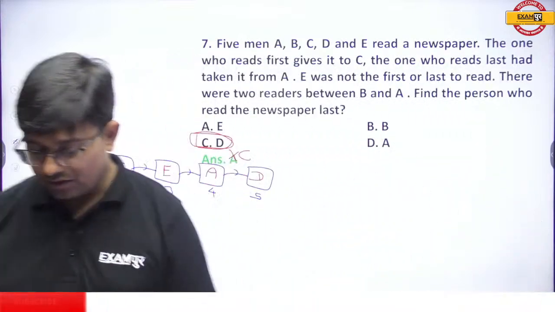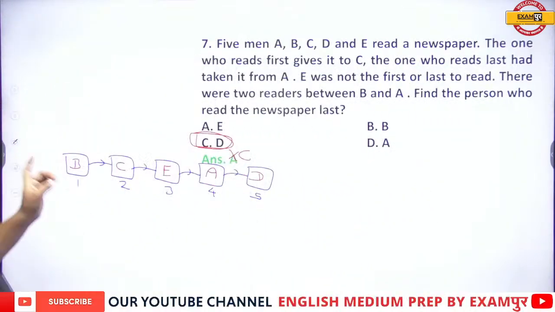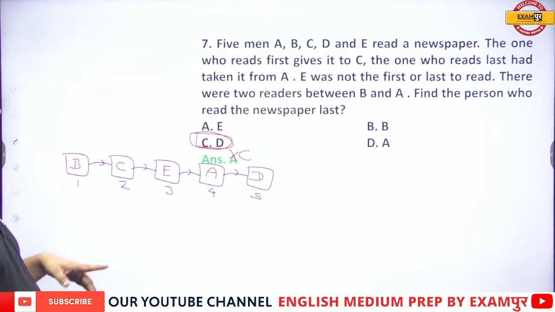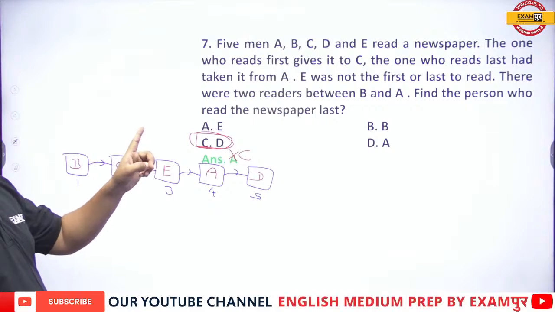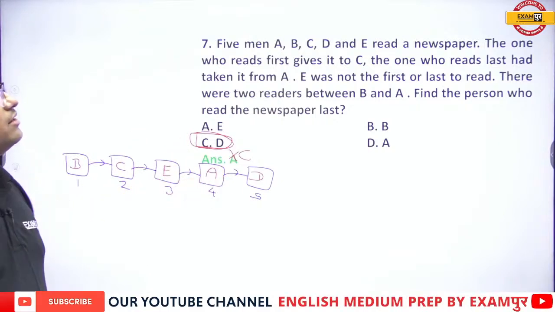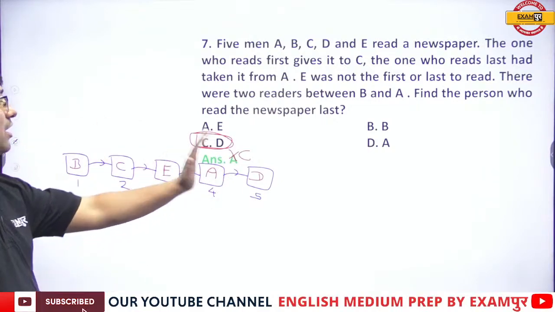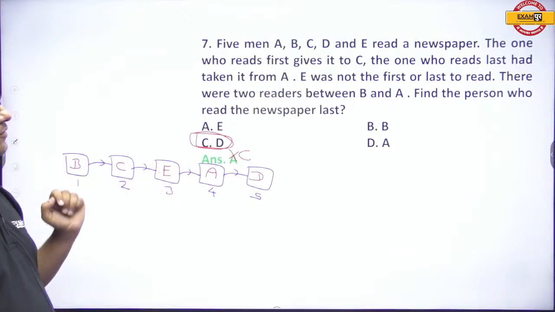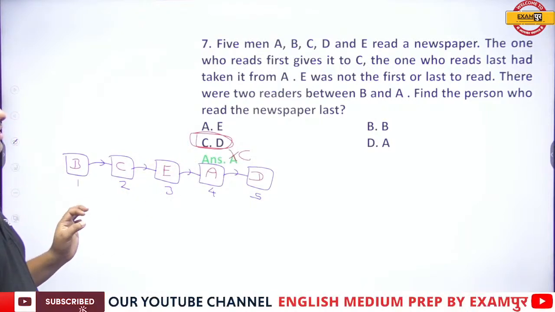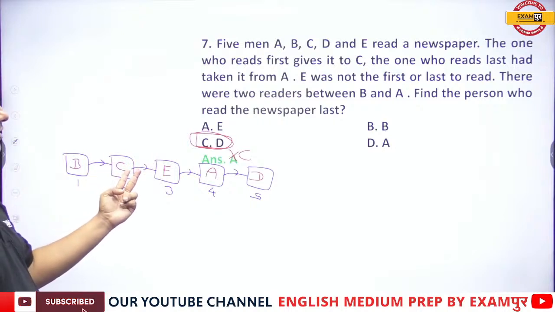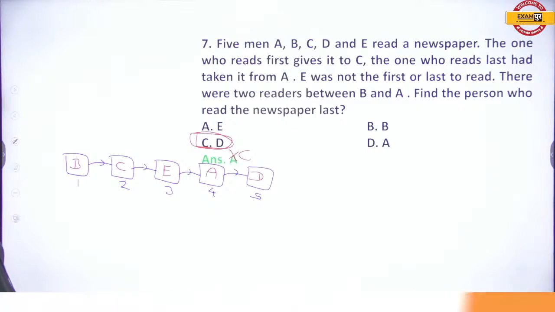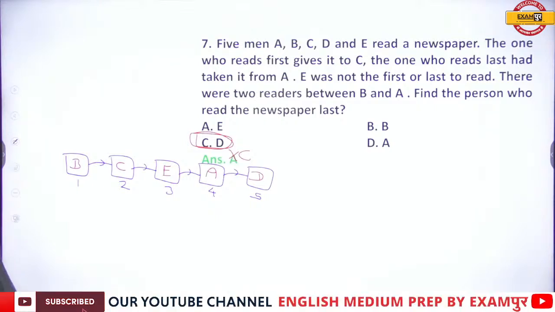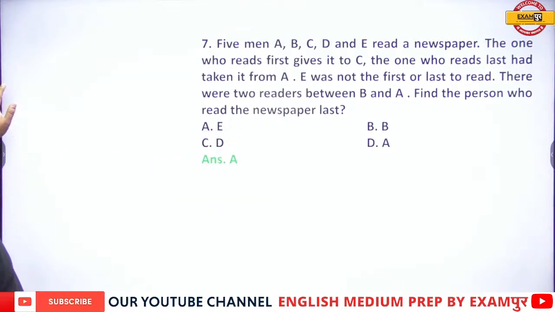The question is telling over here that 5 men A, B, C, D, and E read a newspaper. The one who reads it first gives it to C. The one who reads last had taken it from A. E was not the first or last to read the newspaper. There are two readers between B and A. Find the person who reads the newspaper last. It's D. And therefore the right answer is option number C, that is D.